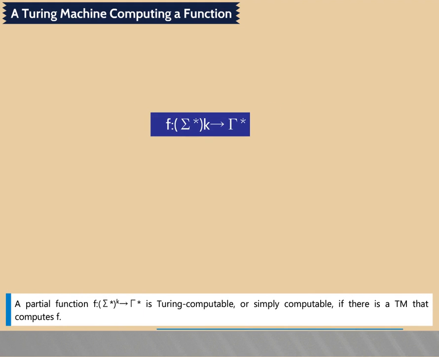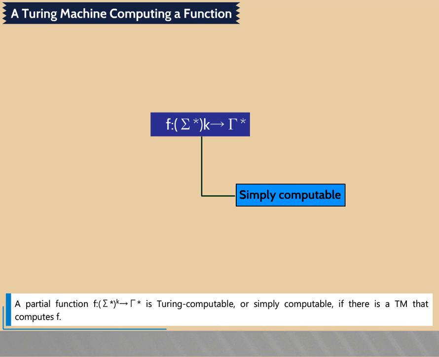A partial function f: (Σ*)^k → Γ* is Turing computable, or simply computable, if there is a TM that computes f.